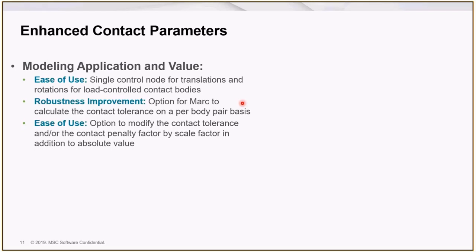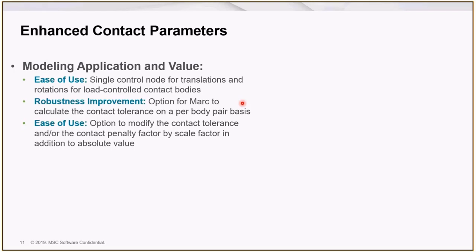And then the third one is also an ease of use, which is contact tolerance, even when you do it on a per body pair basis or not, and also the contact penalty factor if you're using segment to segment. Scaling that was something that is sometimes needed because you had too much penetration and you were not able to converge, or you didn't like the results as it was because of that.